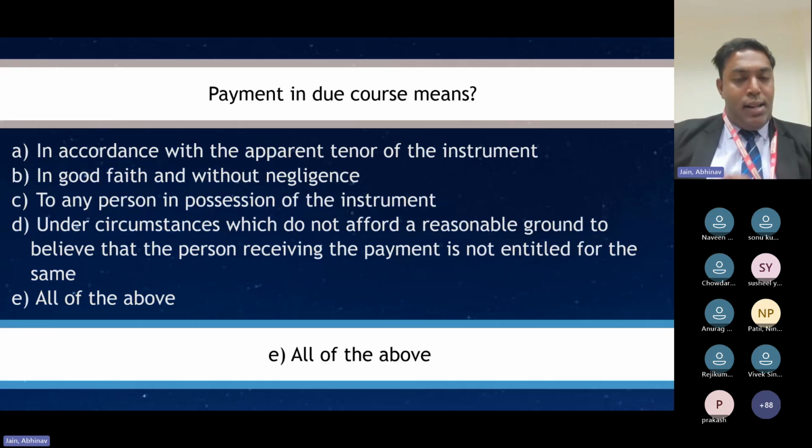In all the cases, if you are doing the payment, it is considered as payment in due course. Tenor is correct. It is done in good faith. No negligence is done from the part of banker. Person is having the instrument, and there are no reasonable grounds for making any doubts on the person bringing the instrument. So all this situation together club and form payment in due course.